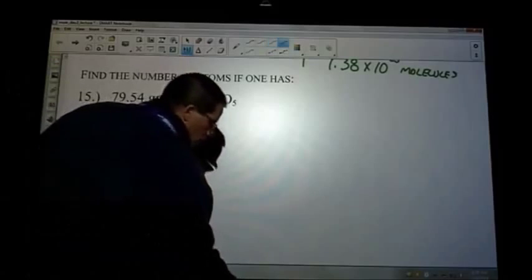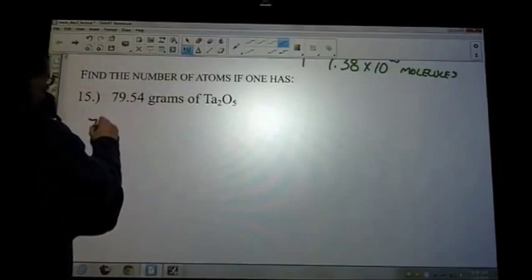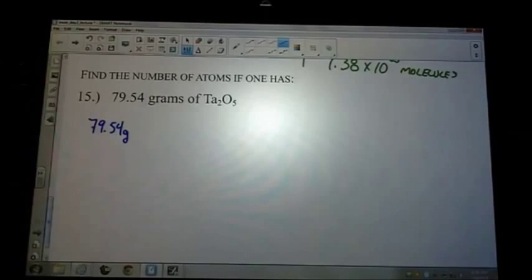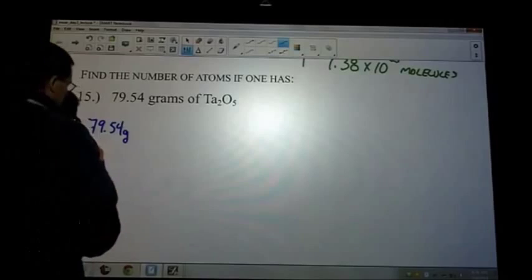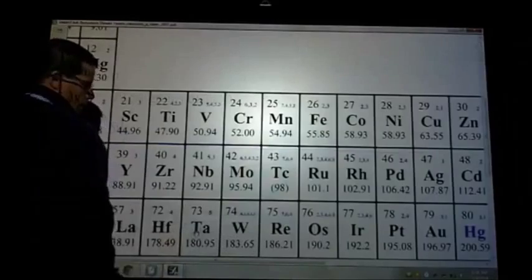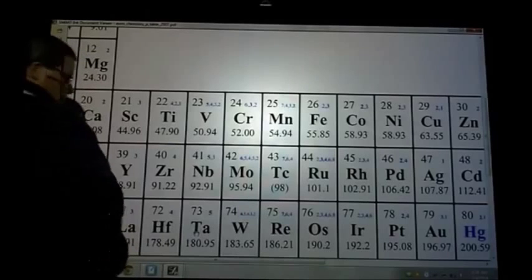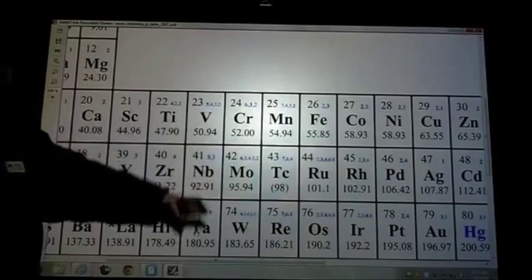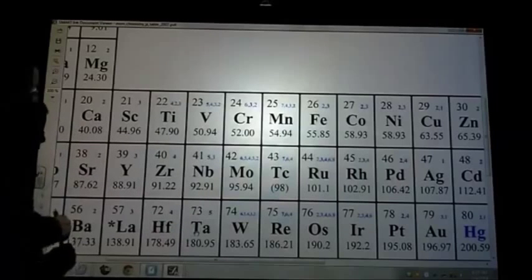Start off with what you know. So 79.54 grams. Actually, try this on your own. Try this one on your own. Don't peek up here. Okay. See how you guys are doing here. And Ta is right next to tungsten, below vanadium. Not one of your 52s, so don't freak out about that.